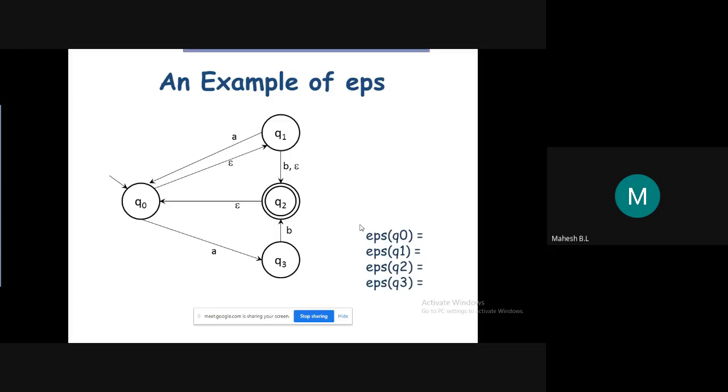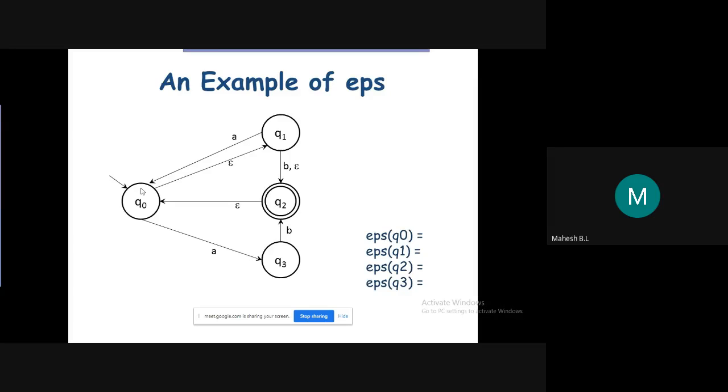So here, I want to calculate epsilon of Q naught. What is epsilon of Q naught? Epsilon of Q naught must include Q naught. It's a set. Epsilon of a state is nothing but a set where that state must appear. So Q naught has to be there.